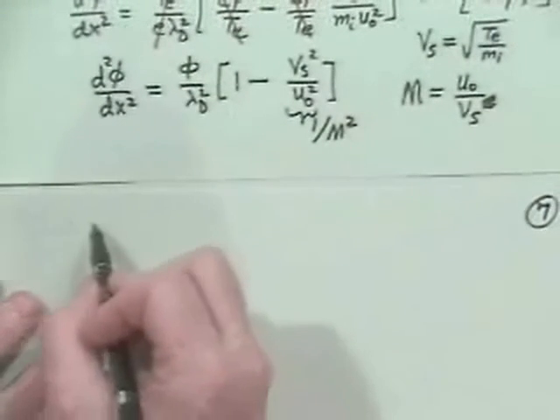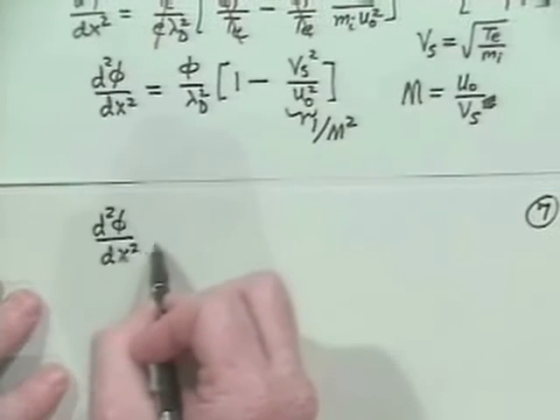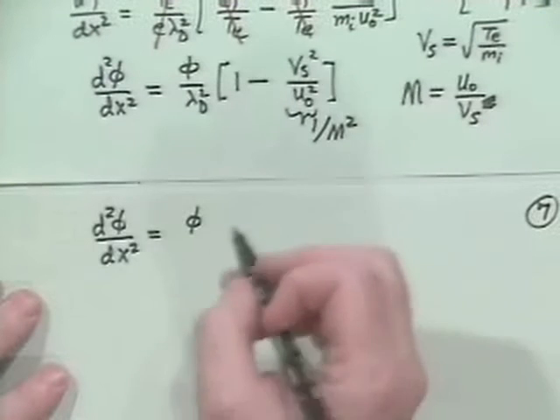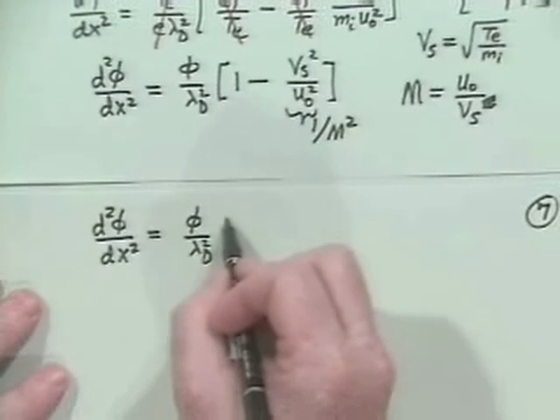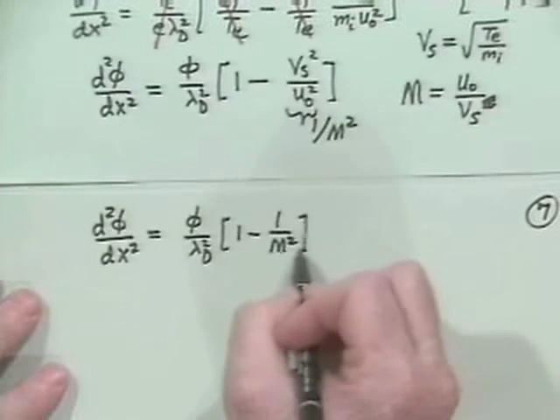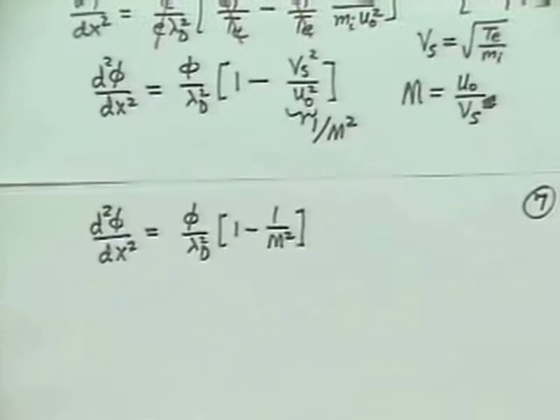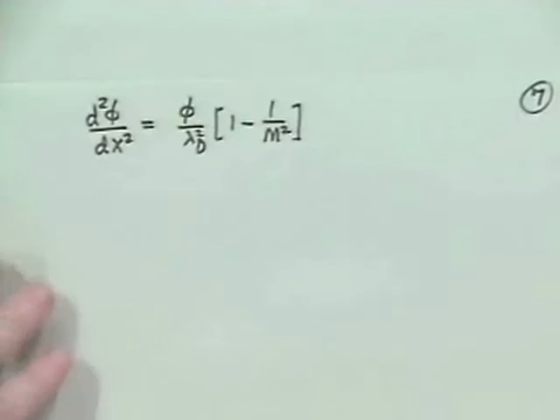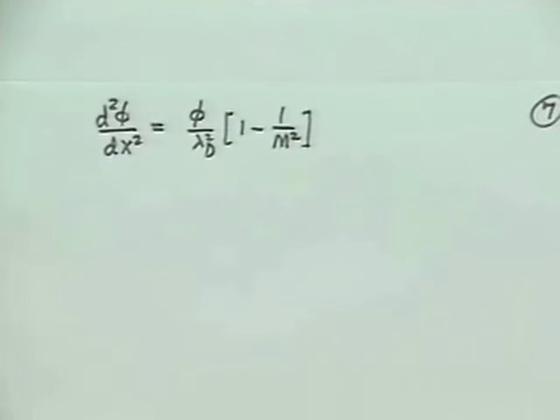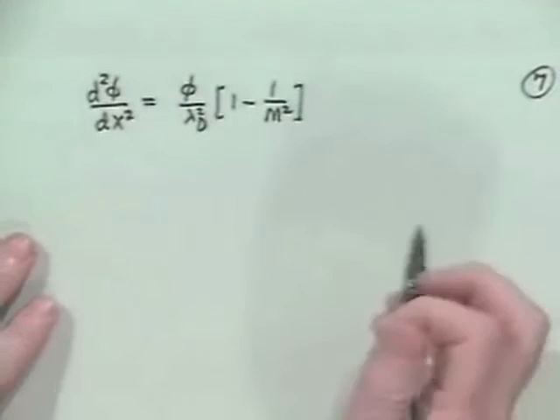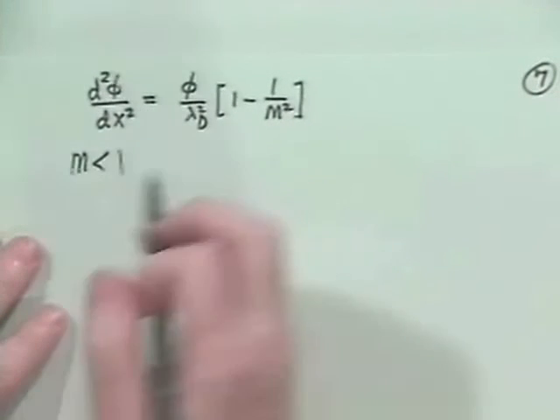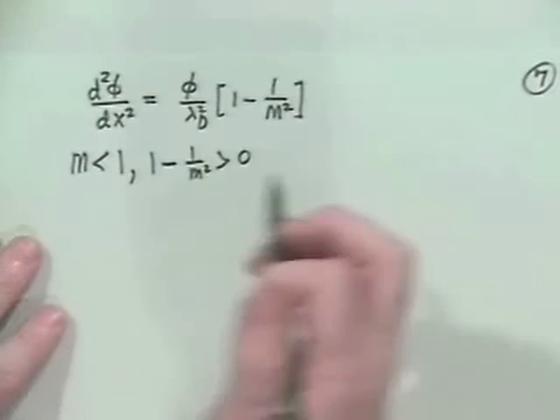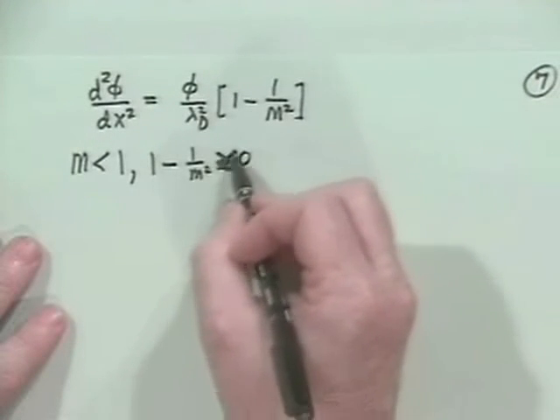So our equation then has become d squared phi by dx squared is equal to phi over lambda Debye squared times 1 minus 1 over M squared. What are the solutions of that equation? Well, they might be exponential or they might be oscillatory, right? Depending upon what the sign of that quantity is, okay? So if we had Mach number less than 1, then we would have 1 minus 1 over M squared less than 0.